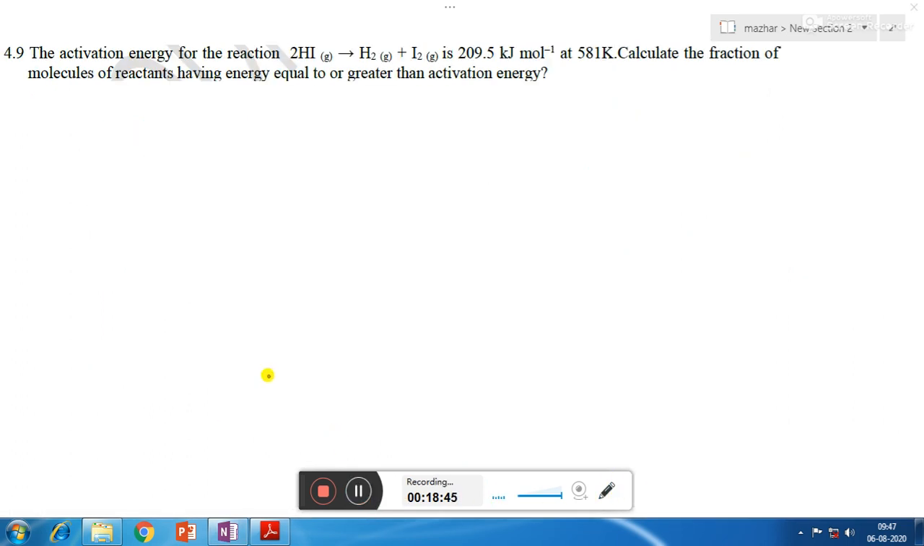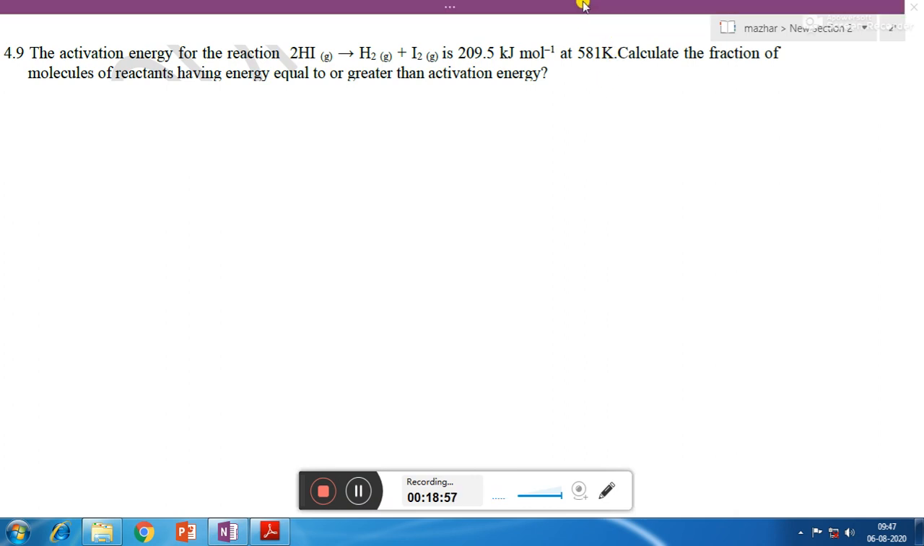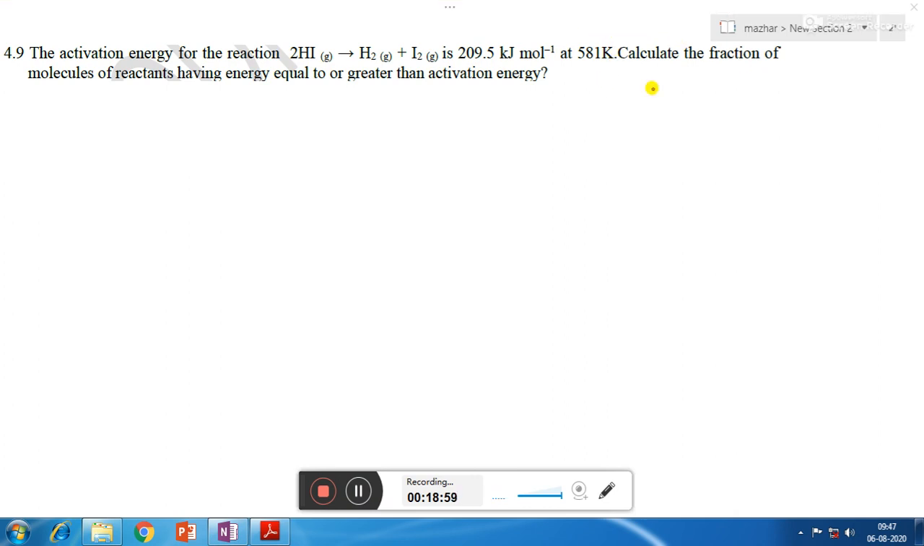Now question 4.9 in the textbook: the activation energy for the reaction 2HI gives H2 plus I2 is 209.5 kilojoule per mole at 581 Kelvin. Calculate the fraction of molecules of reactants having energy equal to or greater than the activation energy.